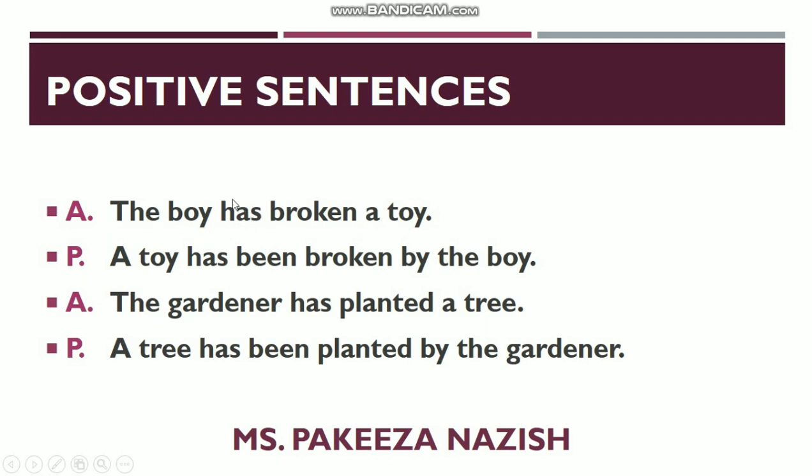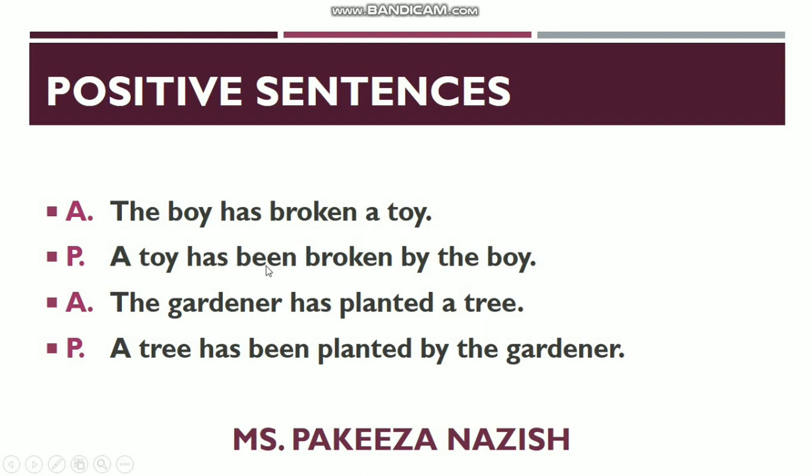So you can see already has is over there and the third form of verb is over there. A toy will come in the beginning of the sentence. The object will take place of the subject. The boy, the subject, will take place of the object. And it will turn into a passive sentence. A toy has. And I already told you before, we will use been.